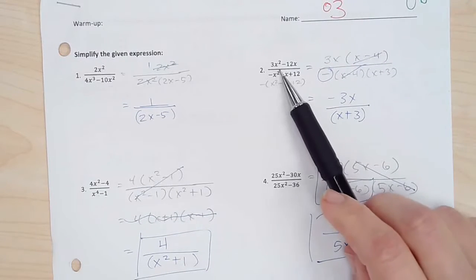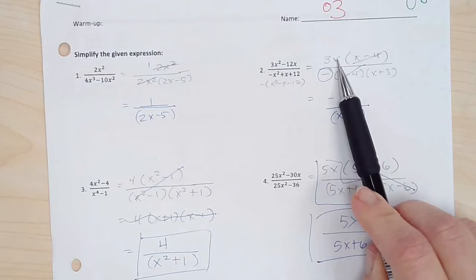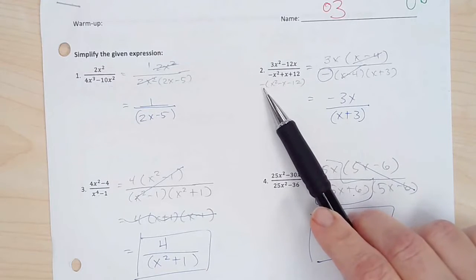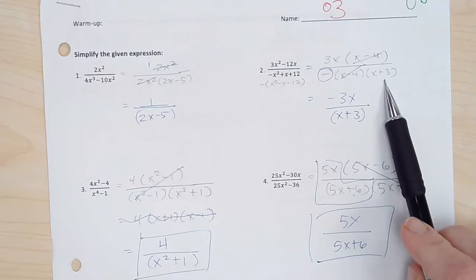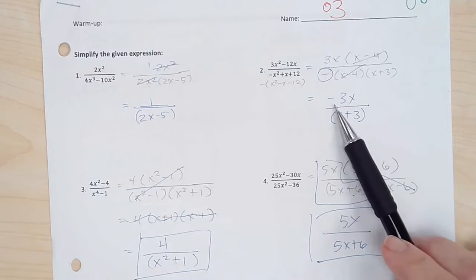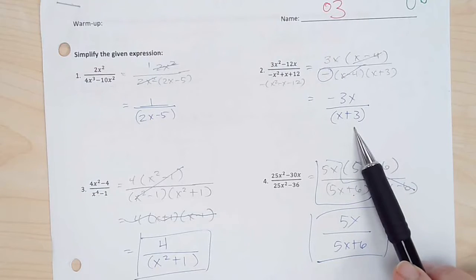Number 2, greatest common factor in the numerator. Factor out a negative from the denominator, then factor the trinomial. X minus 4 simplifies, negative 3x over x plus 2.